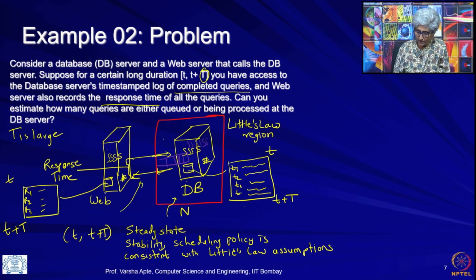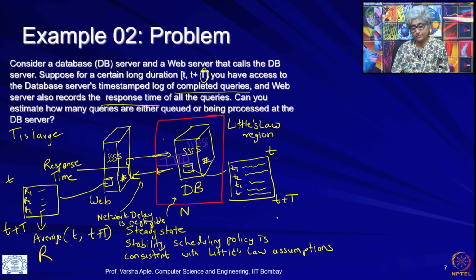If we assume that network delay is negligible, then the web server is actually recording this time, right. So, we can average this, we can find an average R.